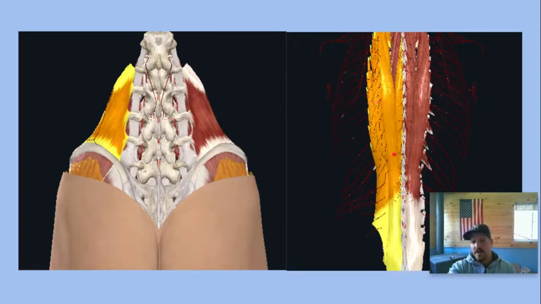Here's our erector spinae group, and you can see how it's many muscles that all do the same motion there.